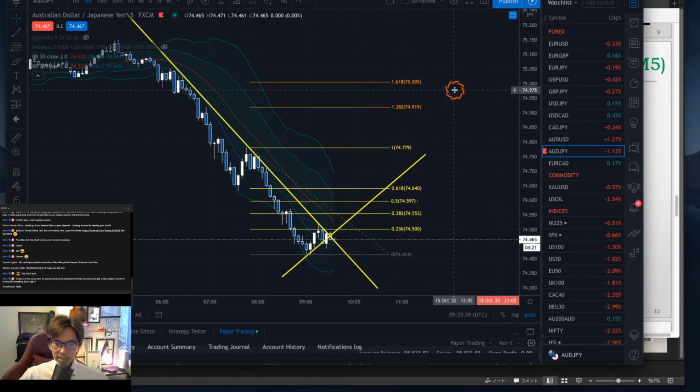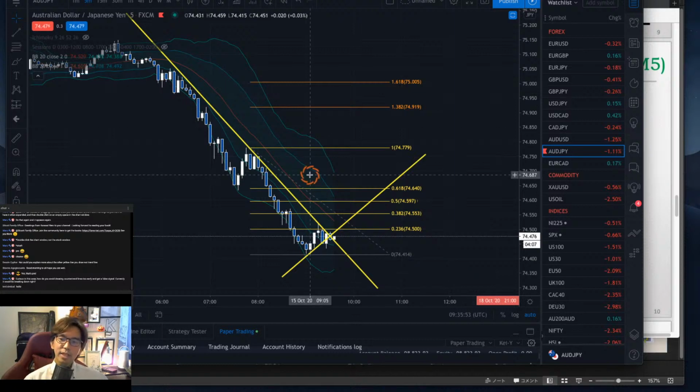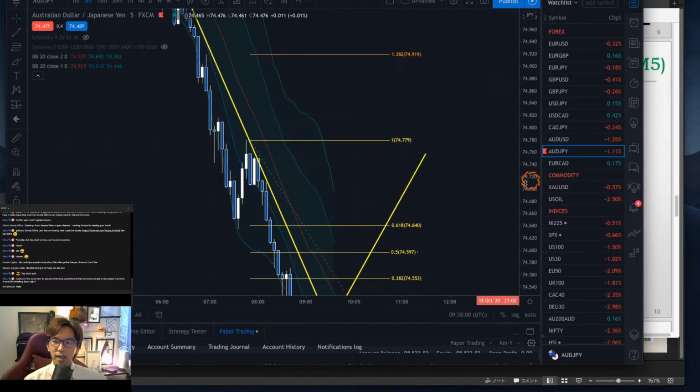Okay, Marison says, curious, in this case, how do you avoid drawing candle trend lines too early and get a false signal? Currently, it would be breaking down, right? Yeah, it looks like it's breaking down, but we never know. This was the situation a couple of candles back, but now I can see that there is another low.